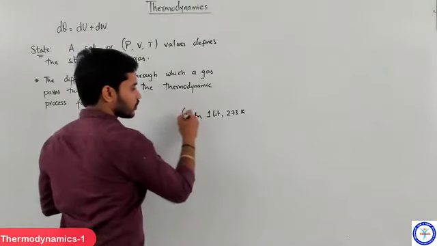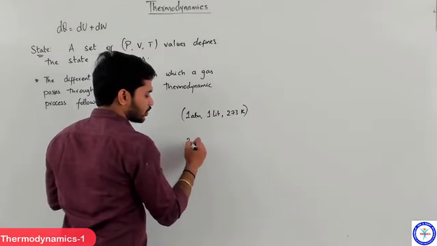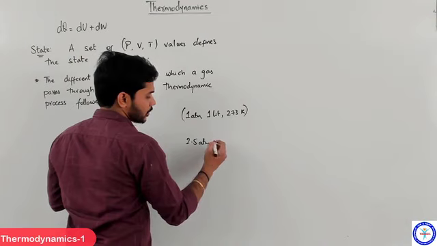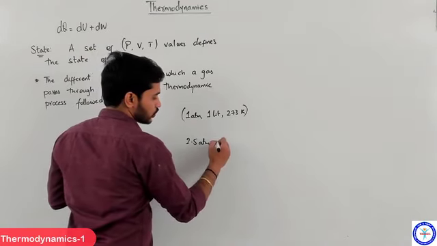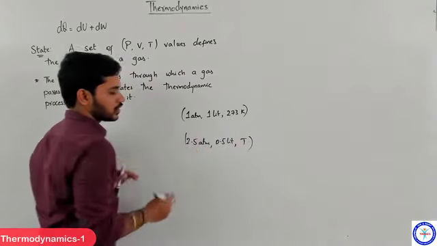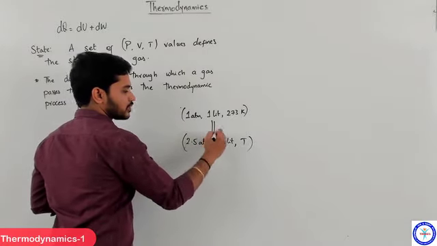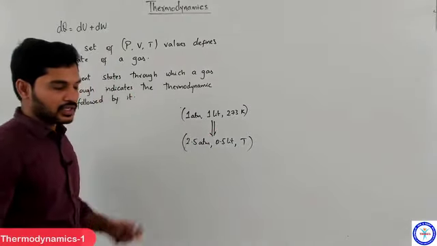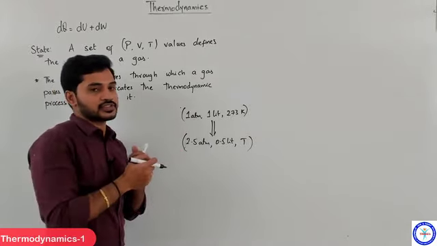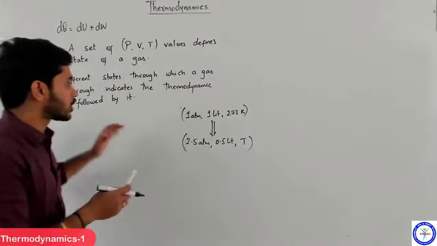So from this set of values, let's say the gas is finally reaching some other state where the pressure is 2.5 atmosphere, the volume is, let's say, some 0.5 liters and some other temperature. Clear? As it goes from this state to this state, it passes through many intermediate states, right? The collection of all those intermediate states, that whole process, is what we call a thermodynamic process.